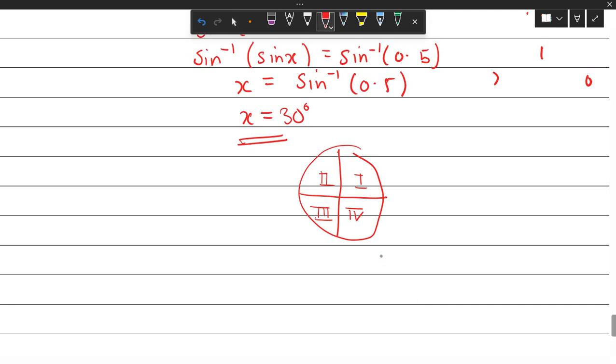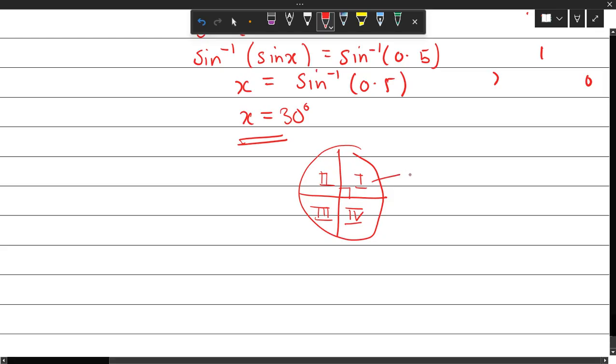So quadrant 4 here. Okay, so this is quadrant 4. So if you see, this is 90 degrees. So here, the angles in the first quadrant are ranging from 0 to 90 degrees.